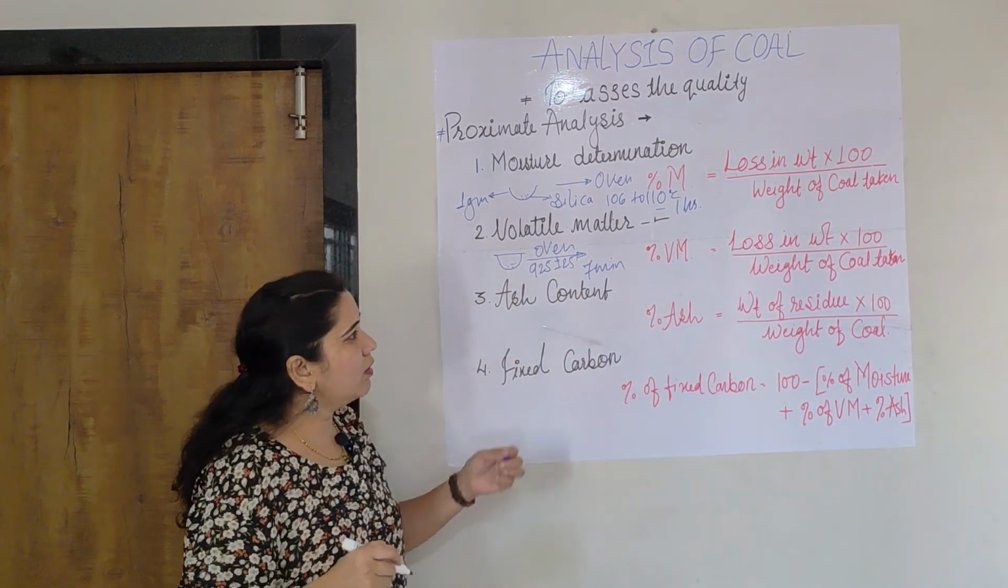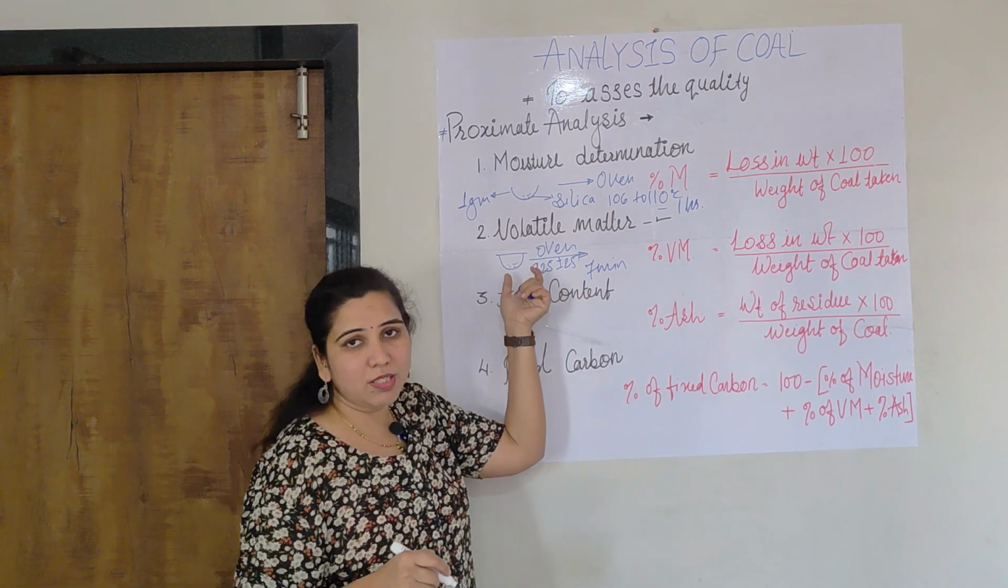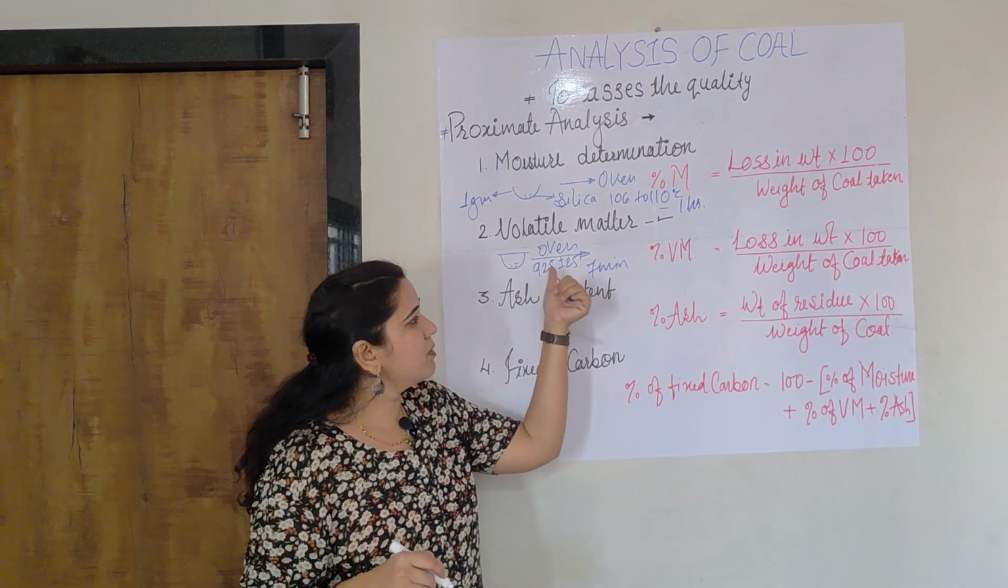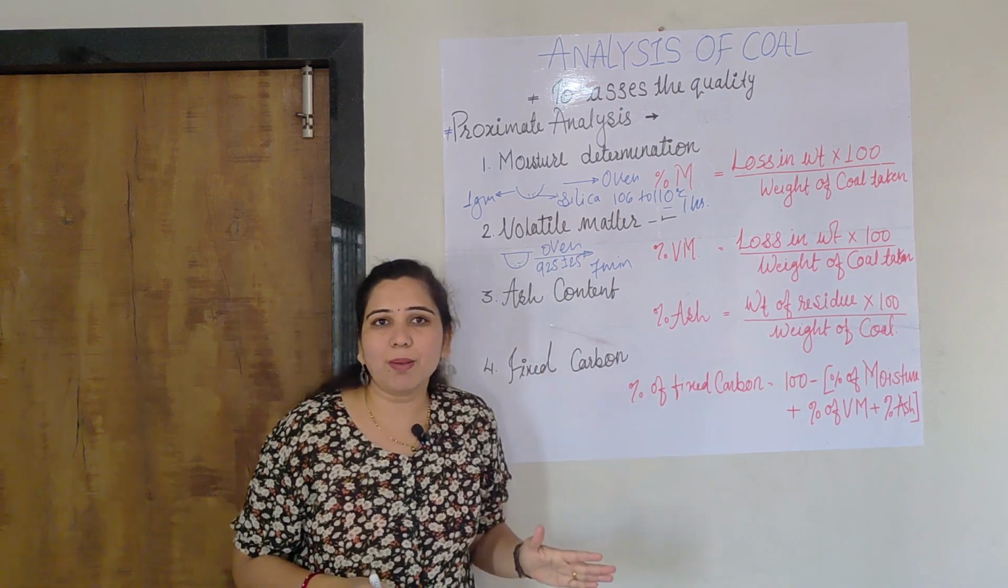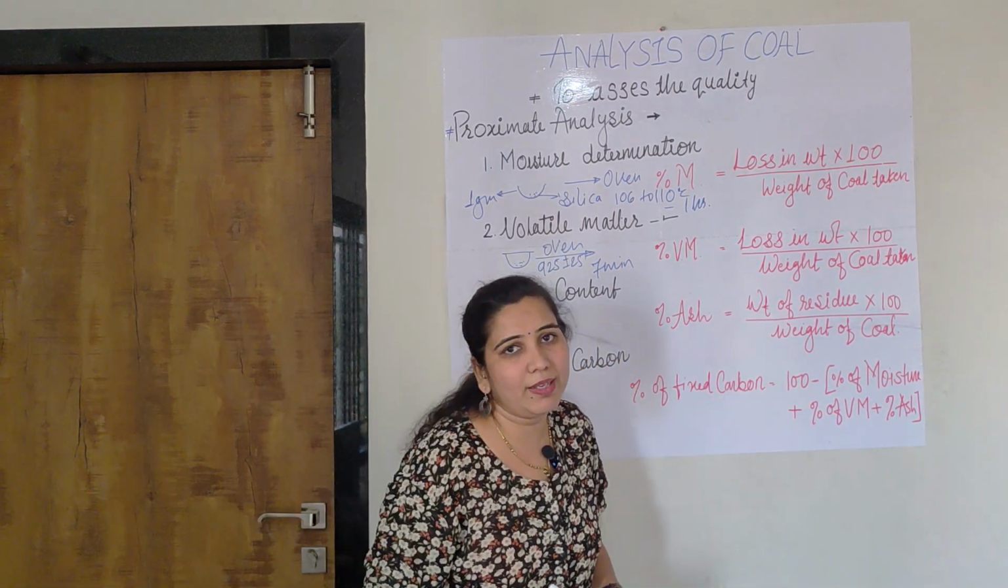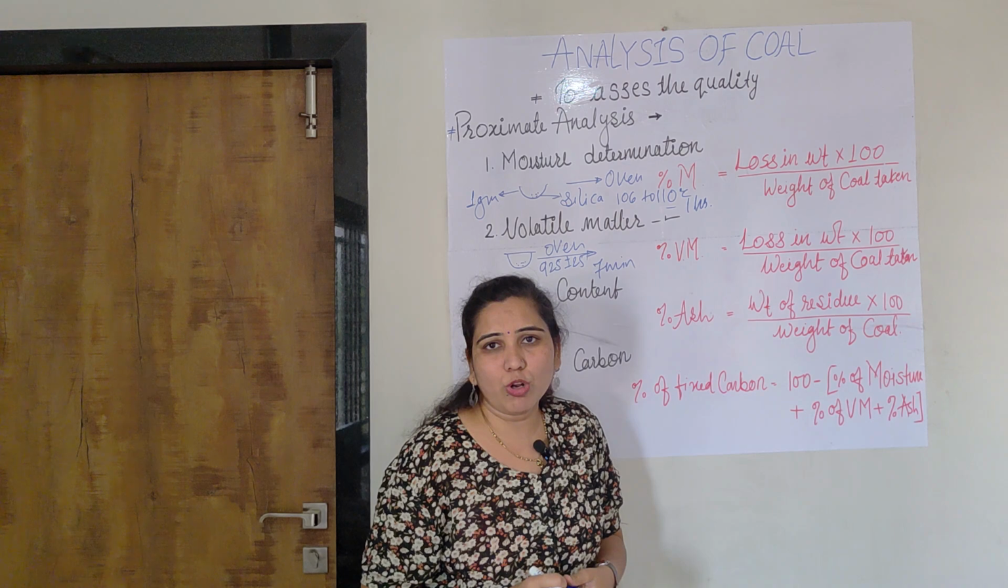So after 7 minutes in the oven, the silica crucible is to be removed. Again carry out the same procedure as we carried out during the determination of moisture.